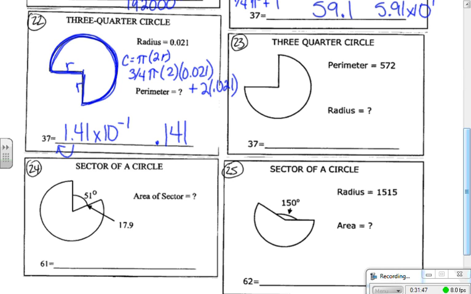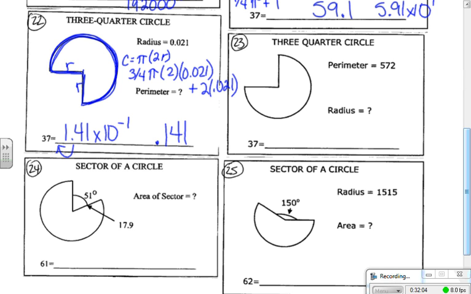23 is also a 3/4 circle, and we're doing the opposite process. We have the perimeter given, and we want to find the radius. So we're going to go ahead and find the diameter, and then from the diameter we can get our radius. Very similar to how we just set up the other one, only we're working backwards.